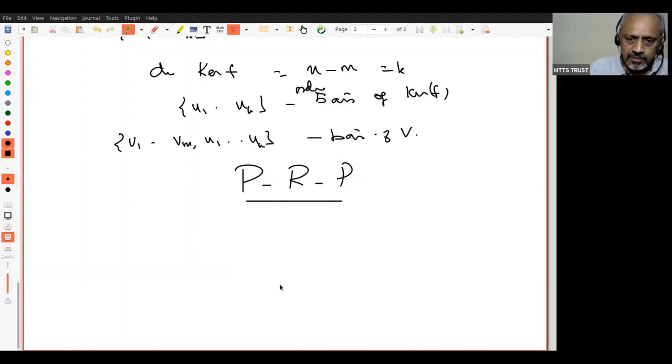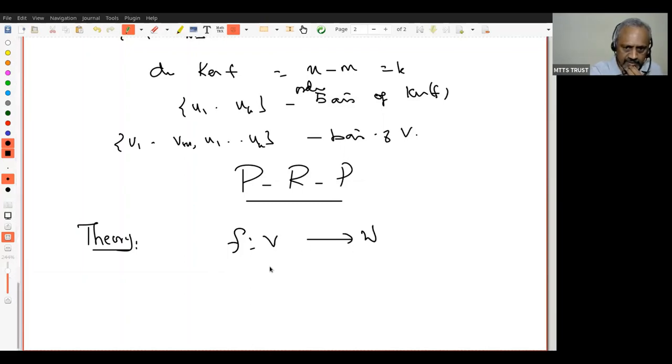Now we will go back to theory. I want to make some observations. Suppose f is from V to W, and I choose ordered bases B and B dash with the same notation, v1 to vm and w1 to wn, etc. Okay, I will not keep repeating.